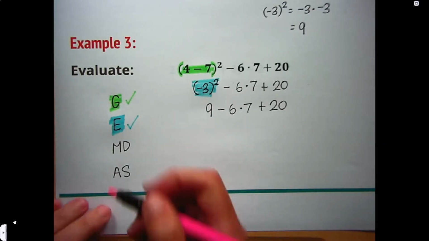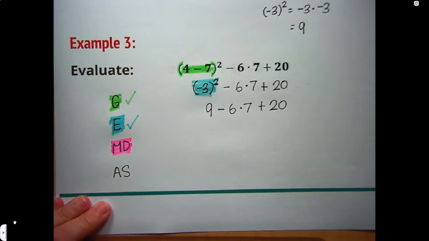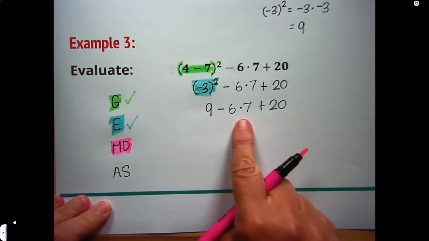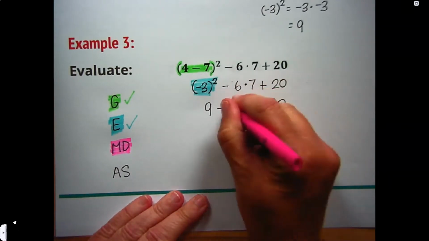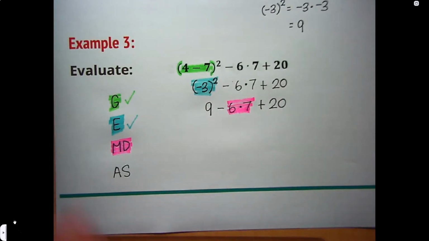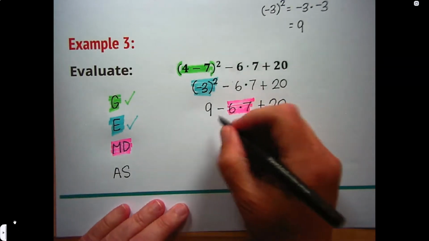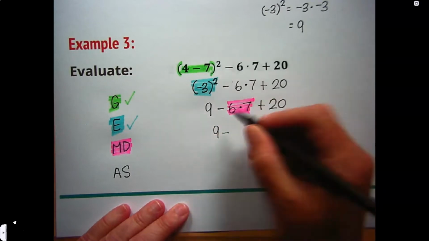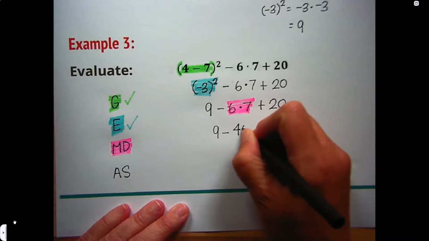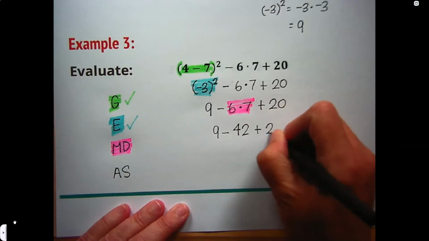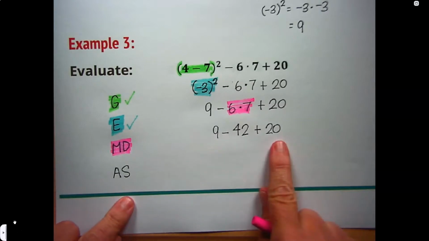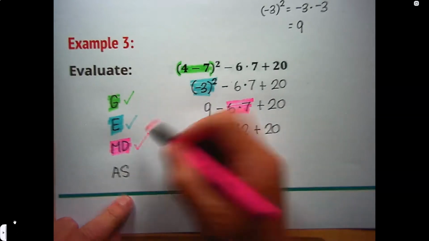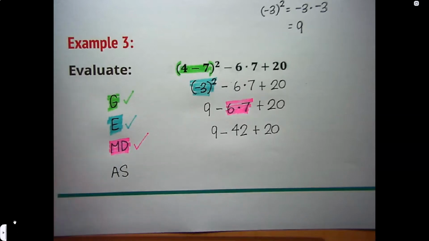All right, next up, multiplying and dividing. When I look at my problem, I only see one of those. I only see one multiplication right here in the middle. So the next thing that I will do is the 6 times the 7. So starting at the beginning, I have a 9 minus 6 times 7 is 42, and then I have plus 20. All right, looking at my problem, no more multiplying and dividing, so I can check that off. And I am down to the end.